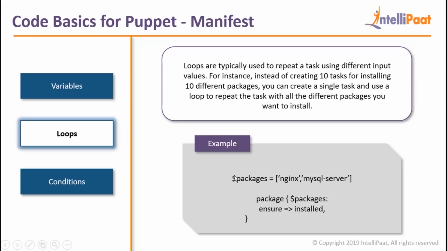Now, in order to do that, what I'll do is in my variable, I'll basically create an array. So basically I've created an array which contains two values. One is Nginx and one is MySQL Server, right? And then inside the packages, while I'm naming the package, I've basically called the variable $package, and then I've ensured that these packages are installed, right? So let's try this code out.